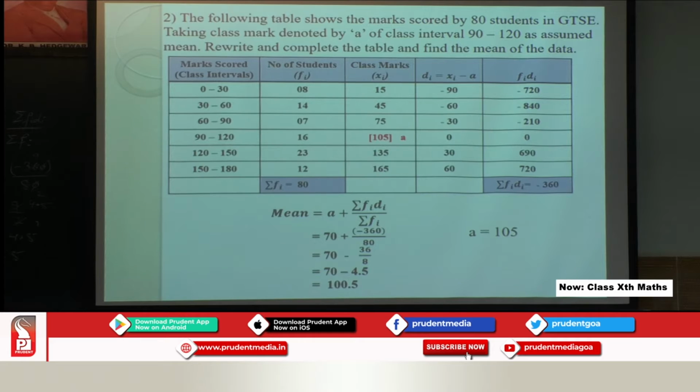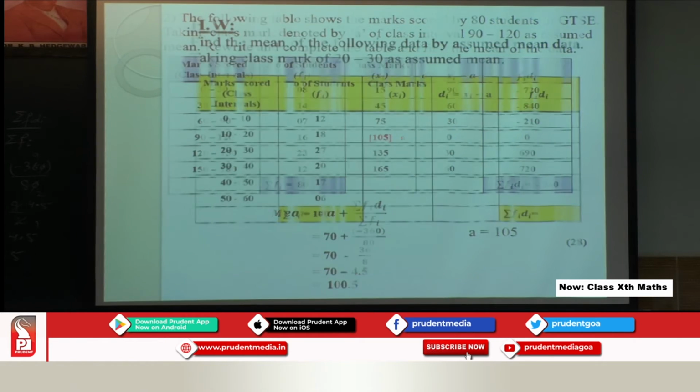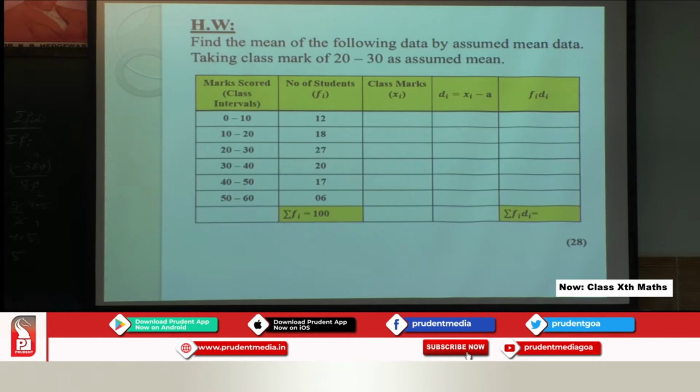Let's take a problem for homework here. You have to solve this problem: find the mean of the following data by the assume mean method, taking class mark 20 to 30 as the assume mean. Okay, so this is the second method. Let's go to the third method.